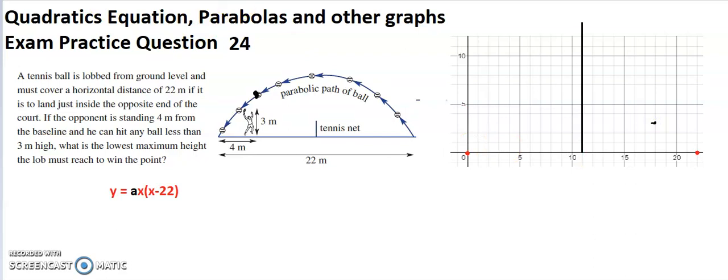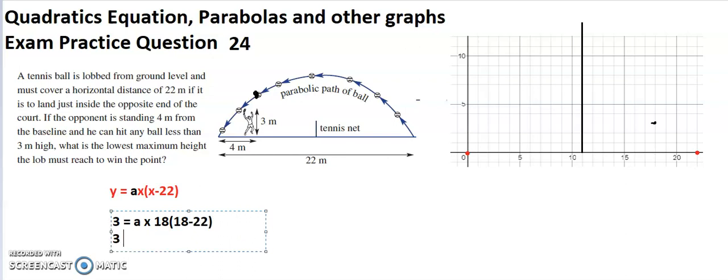So the first thing I need to think about now is to rewrite it. I know my y here is 3, because it says if the opponent is standing 4 meters from the baseline and he can hit any ball less than 3 meters, so y must be 3. I don't know my a, but I know my x, and my x is 18. I'm multiplying in brackets by x is 18, and I'm taking away 22.